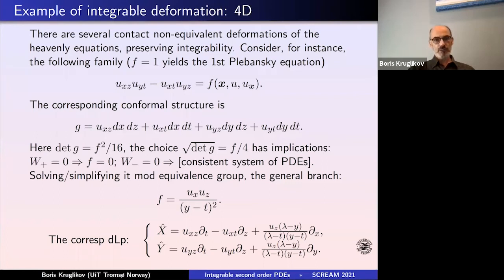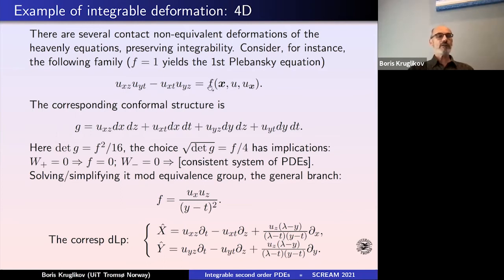It's strongly overdetermined. Okay, so here's an example. We put one function. One can put more, but for this example we put just one arbitrary function of first jets. So x are all four variables, u is scalar, and u_x are the four derivatives. And if f is equal to one, that's a known equation. It's called the Plebanski equation, the first Plebanski equation.